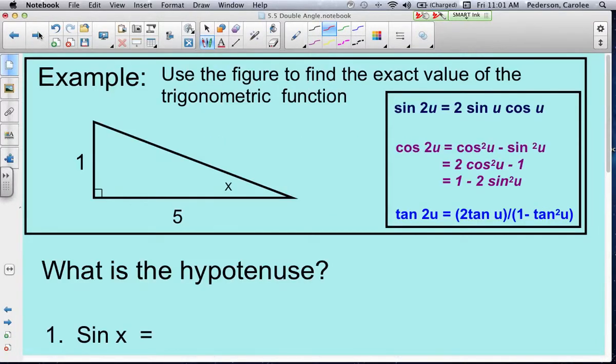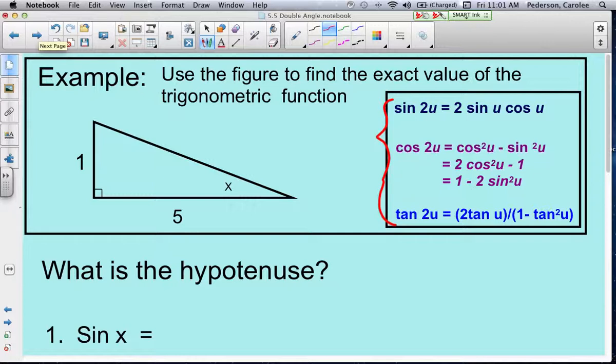All right, let's go on to our first example. We give you a right triangle, and the triangle has an unknown angle x, and we want you to find some values for the sine of x, the tangent of x, and then some of the double angles. These are just the formulas over here in the box. You don't need to write them down. So please go ahead and draw this picture.